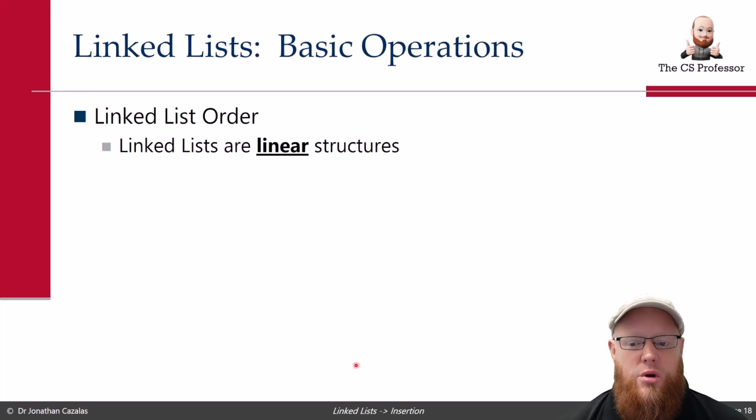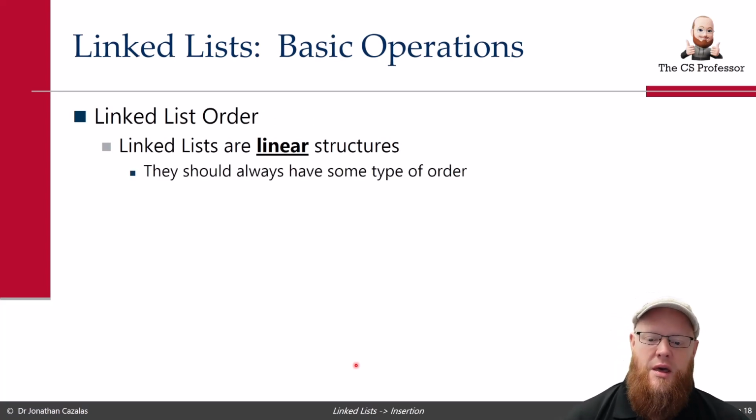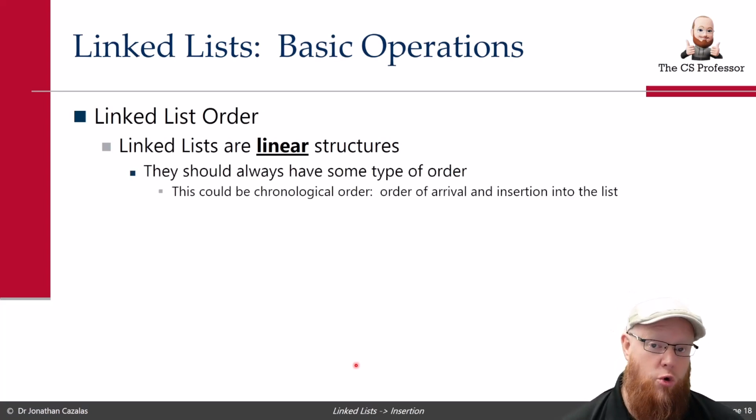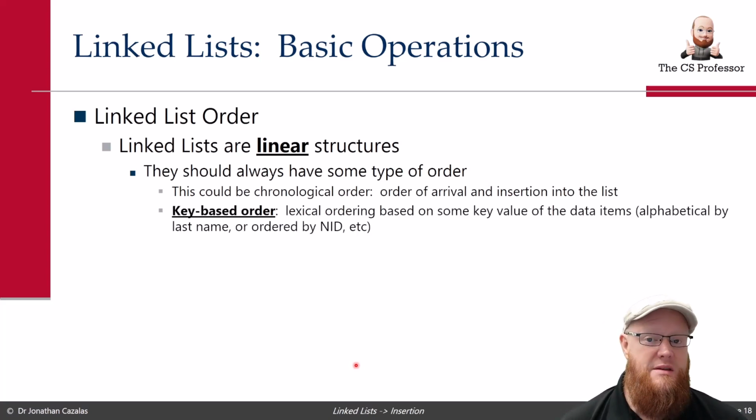Linked lists. They're normally going to be ordered, right? They're linear structures. They would normally have some type of ordering. You may have a chronological order of sorts based off of the arrival time of nodes, or when they're inserted. Maybe, but more often than not, you're going to have a key-based ordering, maybe a lexicographical ordering, such as an alphabetical ordering, right? You're going to order maybe students in a list based off of their name.